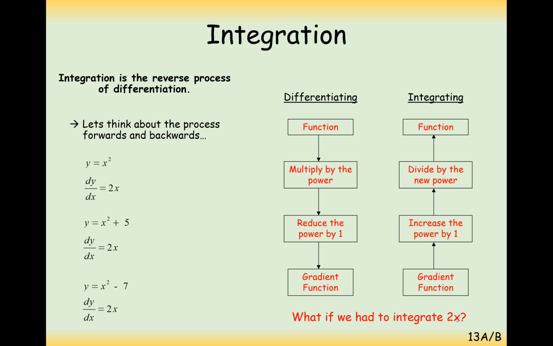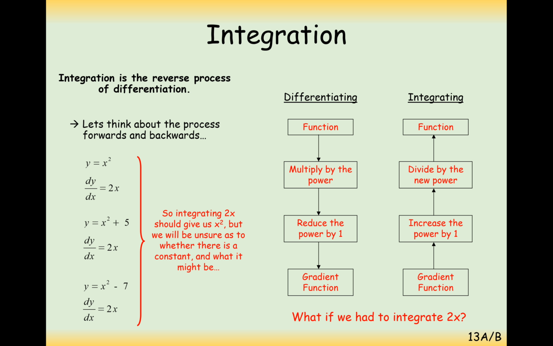So if we're integrating 2x, there are loads of different answers that we can have. We can have x squared, we can have x squared plus 5, we could have x squared minus 7. So what we say here is that integrating 2x should give us x squared, but there will also be a number at the end that we don't know what that could be. It could be a plus 0, it could be a plus 5, it could be a minus 7.